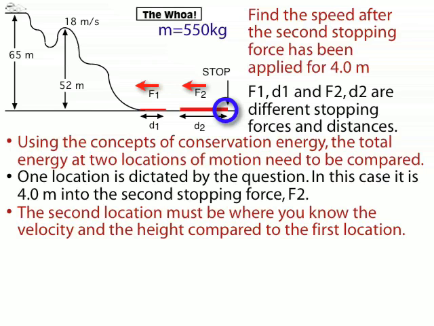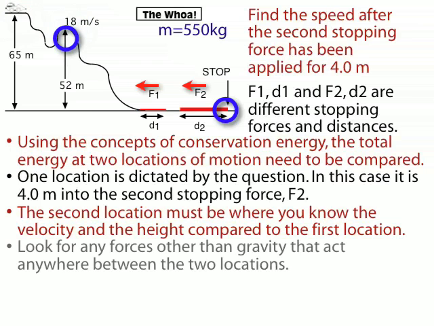The second location must be where you know the velocity and the height compared to the first location. So at first glance, it looks like I have a choice, 65 meters and 52 meters in height. But in reality, I only know the speed at one of those locations. So I only know the speed at the 52 meter height. So that's going to have to be the choice that I compare to. So now I've got my two locations.